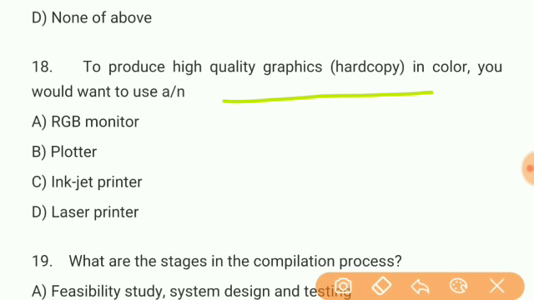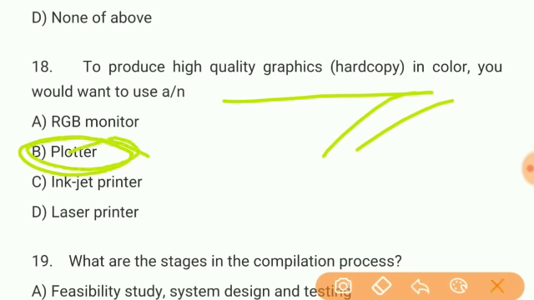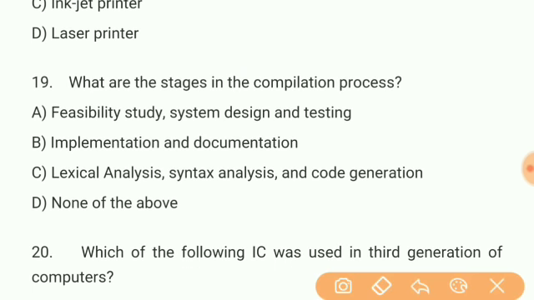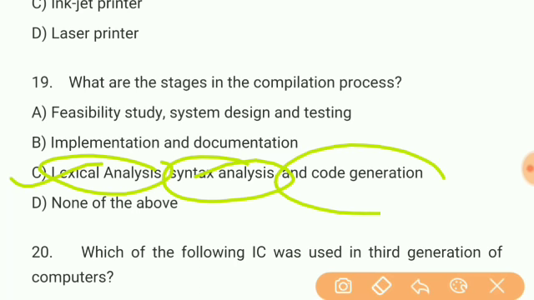You would want to use a plotter. So in order to produce high quality graphics or hard copy in color, you would want to use a plotter. Then, what are the stages in the compilation process? The stages are lexical analysis, syntax analysis, and code generation. These are the stages in the compilation process.